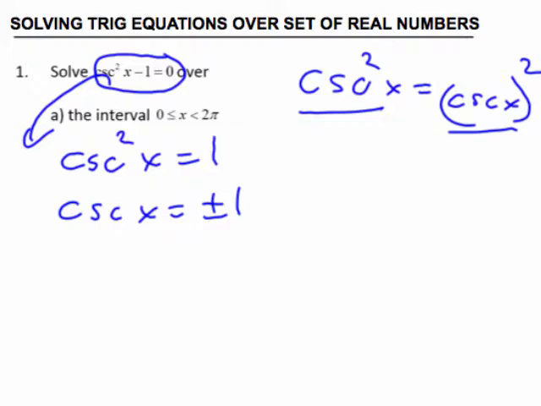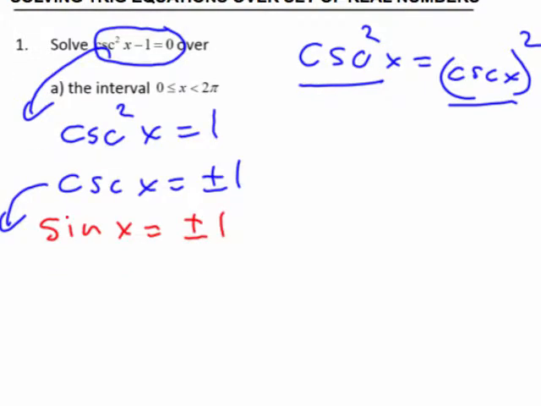Okay, so you want to get your trig ratio isolated. And now we need to turn this over to one of the primary ratios, sine, cos, or tan. We know that the reciprocal of cosecant is sine. So this is the sine of x equals the reciprocal of plus or minus 1, which is actually the same thing, plus or minus 1. Sine being plus or minus 1, we can actually figure that out from the unit circle, because we know that sine is the y-coordinate on the unit circle.